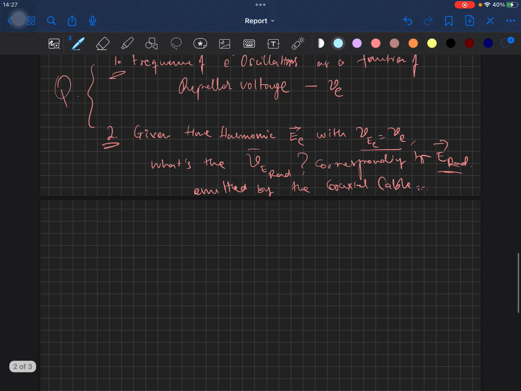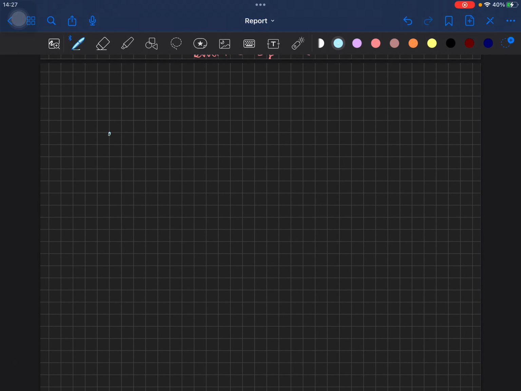गजब प्रक्रिया में भाई, मतलब, field configuration is radiative if and only if waves, time harmonic waves.